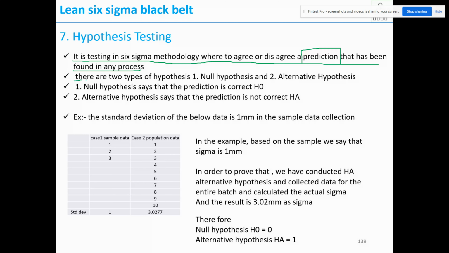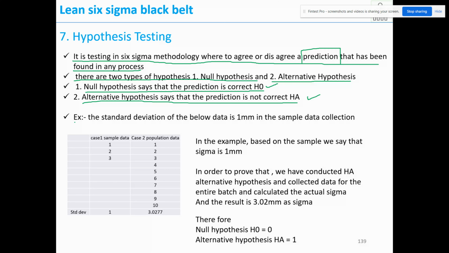Now, there are two types of hypothesis. The first one is the null hypothesis, and the second one is the alternative hypothesis. The null hypothesis says that the prediction is correct. We represent it as H0. The alternative hypothesis says that the prediction is not correct. We say it is HA.